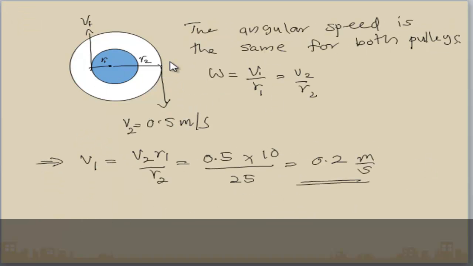So in the pulley system, both pulleys have the same angular speed. But if you take a point at the edge of the pulley, the velocity on the larger pulley is different than the velocity on the smaller pulley, because velocity is equal to radius times the angular speed. But the angle that they move through is the same for both pulleys. So we can write the angular speed for both pulleys and equate them.